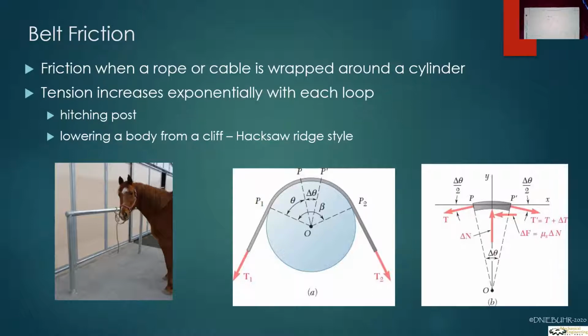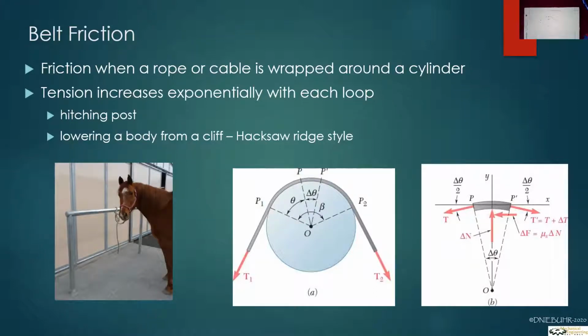Another thing you could do is if you had to lower someone off a cliff, you could wrap the rope around a tree several times, and you'll notice that the friction that's produced by the tree would greatly reduce the amount of effort that would be required to lower that person. And that has to do with the friction due to the contact between the rope and the circumference of the actual cylinder in which you're wrapping it around.